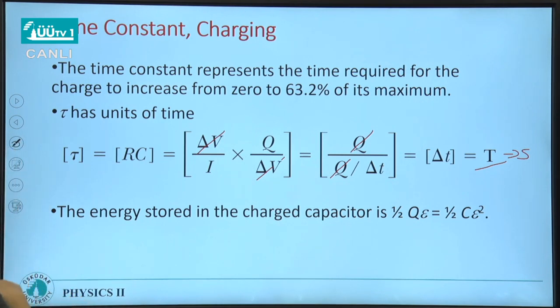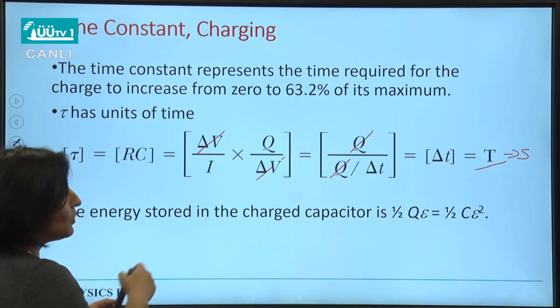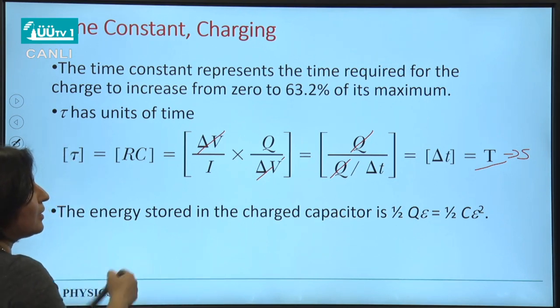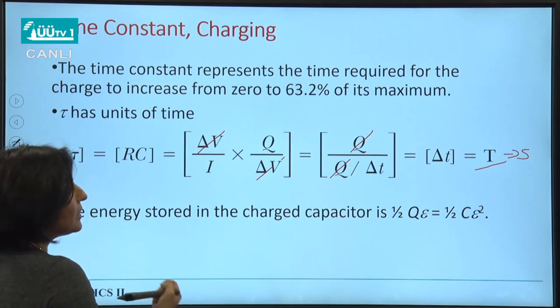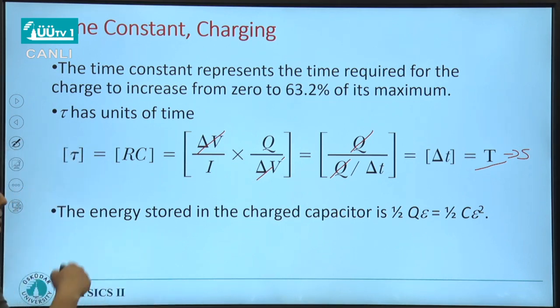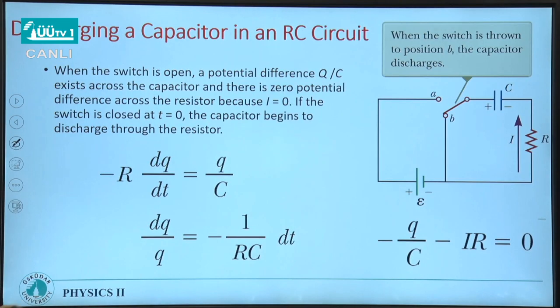Okay, we also know the energy stored in the charged capacitor is 1/2 q epsilon, or 1/2 C epsilon squared, but we will talk about it later in depth.